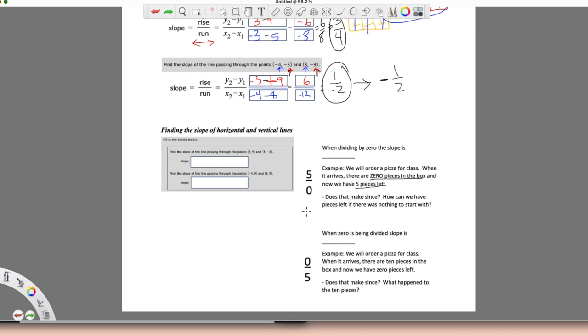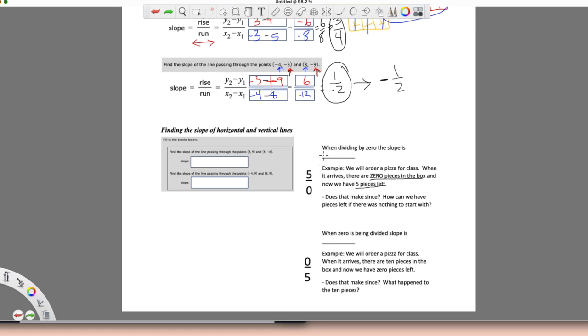The number on the bottom is how many pieces make a whole. How many pieces did I start with total if I had the whole pizza? And the top number is how many pieces I've left over. Okay? So in this situation, it doesn't make any sense. I can't have something from nothing.